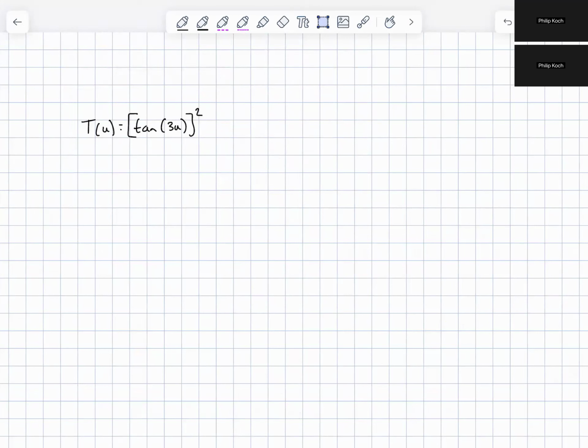So, the first derivative is going to require a chain rule. T prime will be 2 tangent of 3u times the derivative, d/du of tangent of 3u, which I'm doing in slow steps, but if you feel comfortable skipping that step, please be my guest. So that's going to be 2 tangent of 3u times the derivative of tangent u, which would be secant squared of 3u, times the derivative of 3u, so times 3.